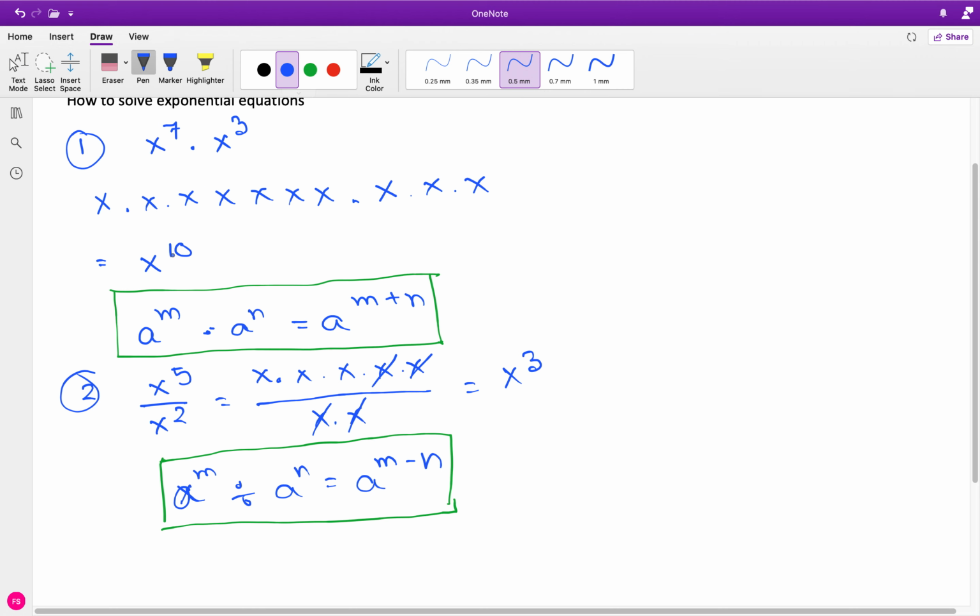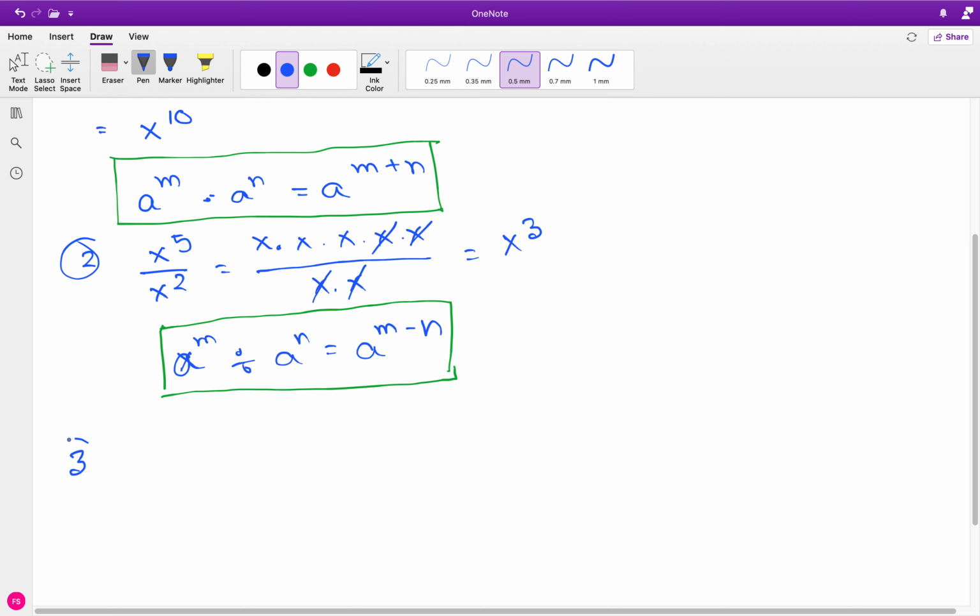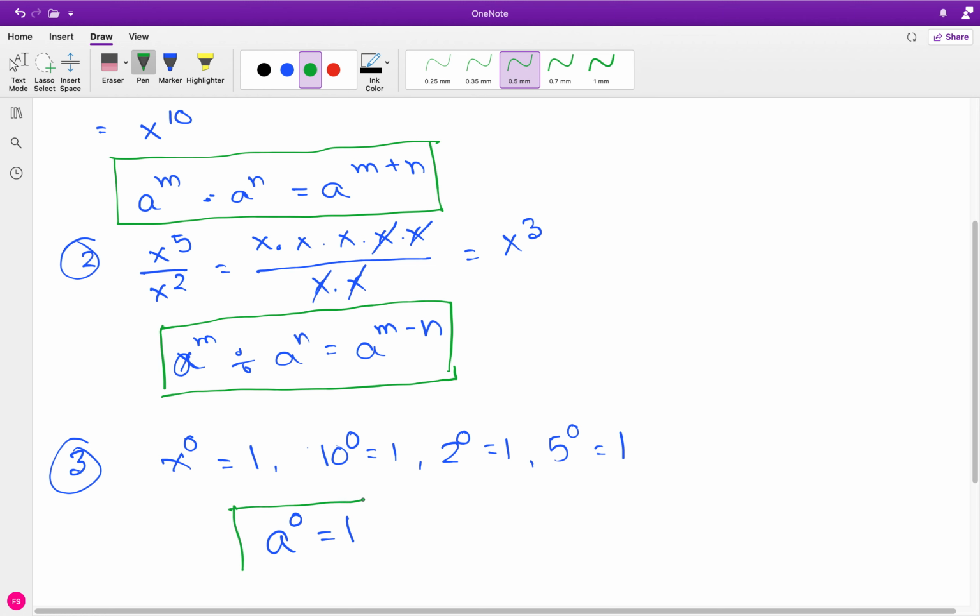Number 3, what happens when you raise anything to the power of 0? X to the power of 0 will give you 1. It doesn't matter what number you take. If you raise anything to the power of 0, it's always going to give you 1. For example, 10 to the power of 0 is 1. 2 to the power of 0 is 1. 5 to the power of 0 is also 1. So we can say that this is our general rule for number 3. a to the power of 0 equals 1. So this is the third rule. Let's move to the next one.